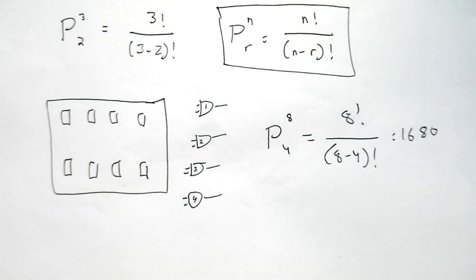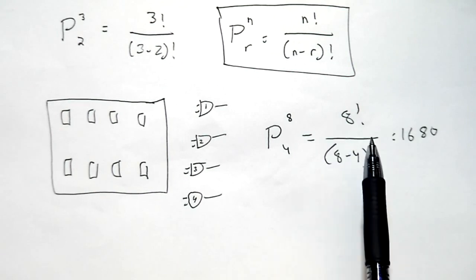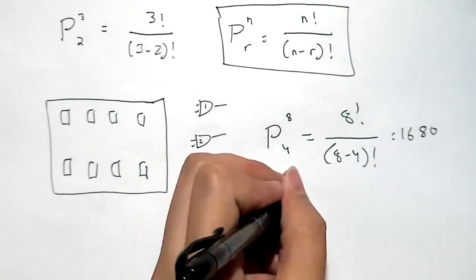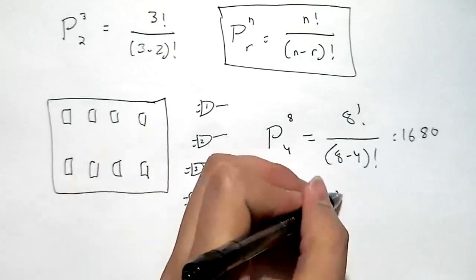Would you multiply 8 times 7 times 6 times 5 times 4 times 3 times 2 times 1 and divide that by whatever you get from 4? No, what would you do? I would write it out. Okay, you write it out. And then you simplify it.